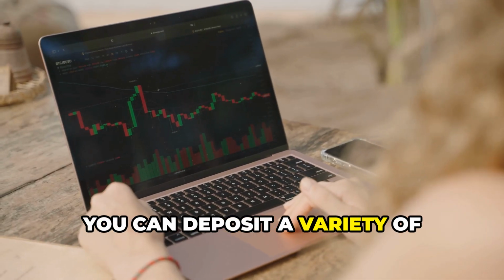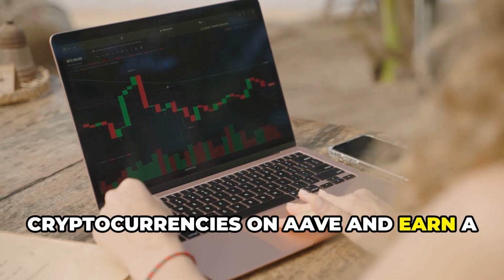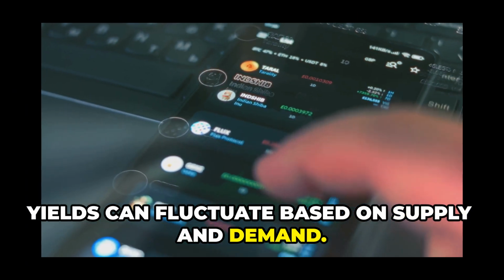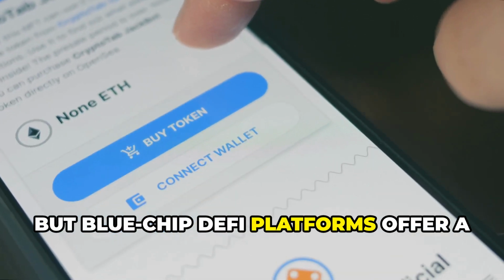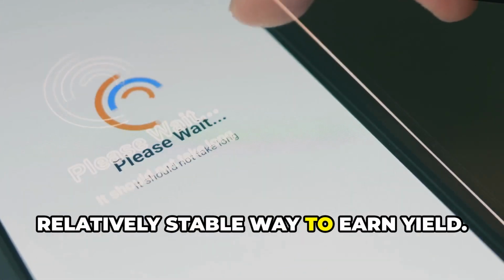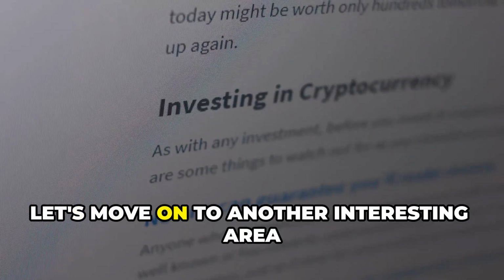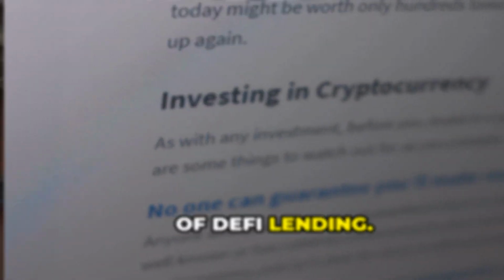You can deposit a variety of cryptocurrencies on Aave and earn a passive income. Yields can fluctuate based on supply and demand, but blue-chip DeFi platforms offer a relatively stable way to earn yield. Always be aware of the risks involved. Alright, let's move on to another interesting area of DeFi lending.